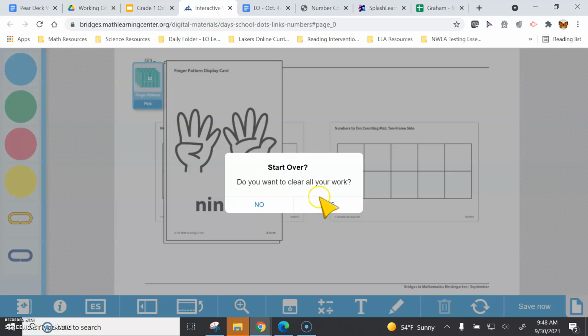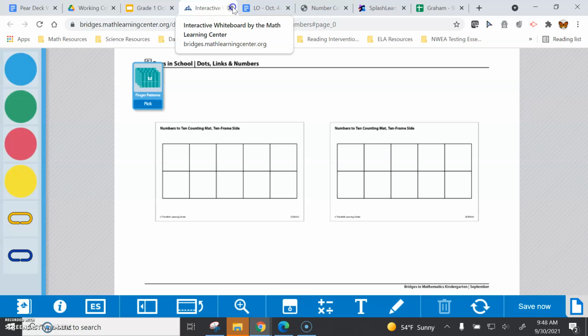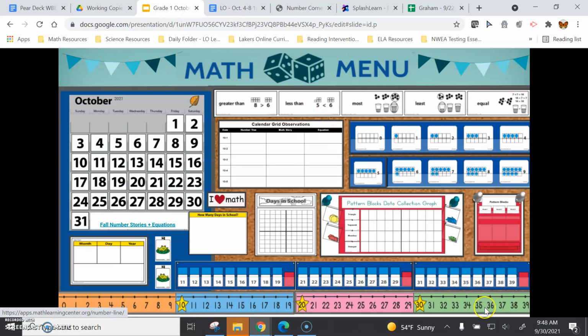I have one last thing I'd like you to do with me. I would like you to count by 5s all the way from the number 5 all the way up to the number 35. And I have a number line here to help you if you need it. You can also use your folder.